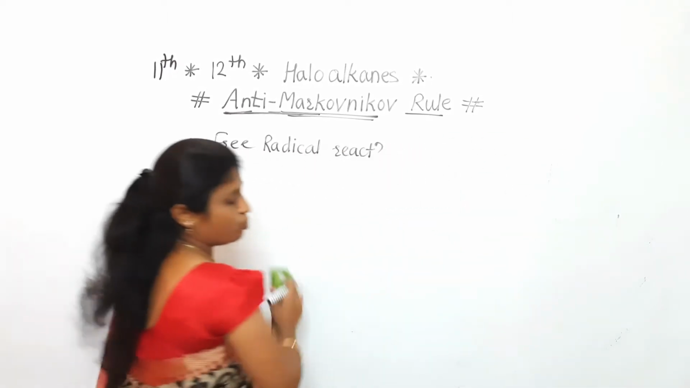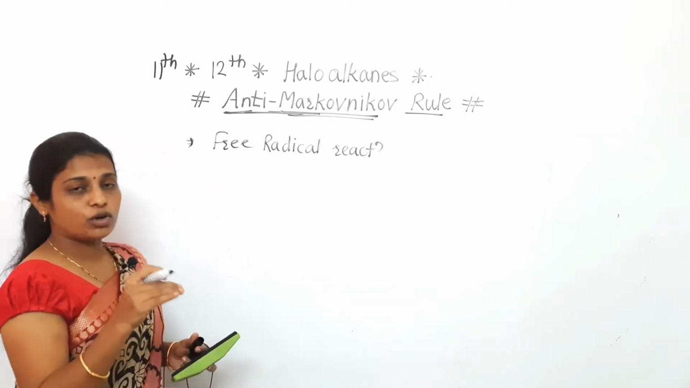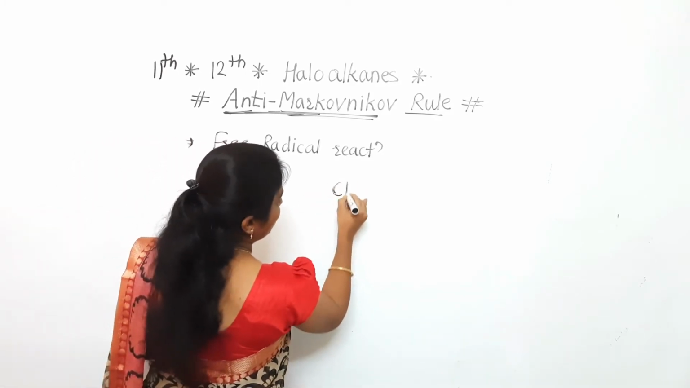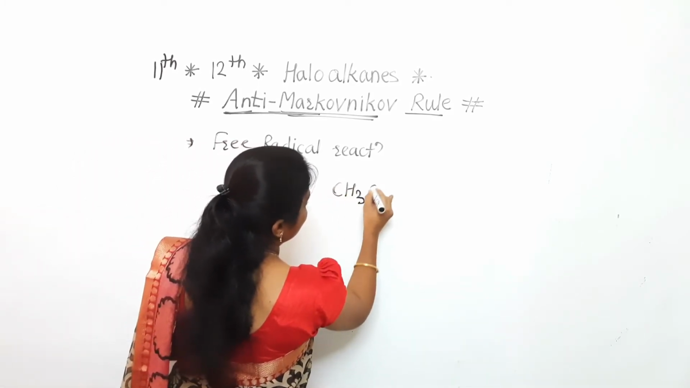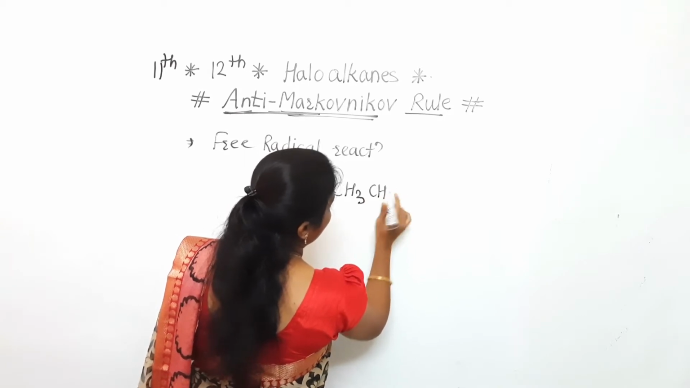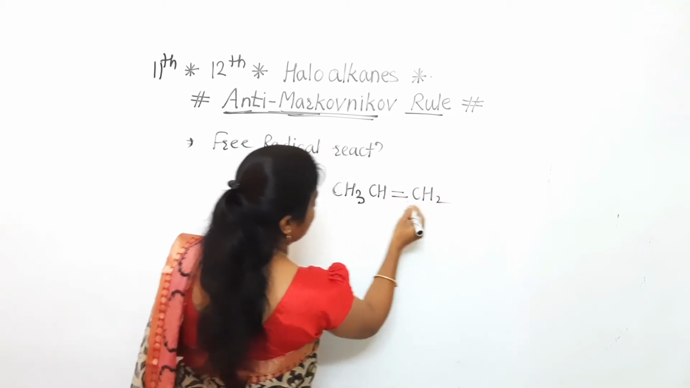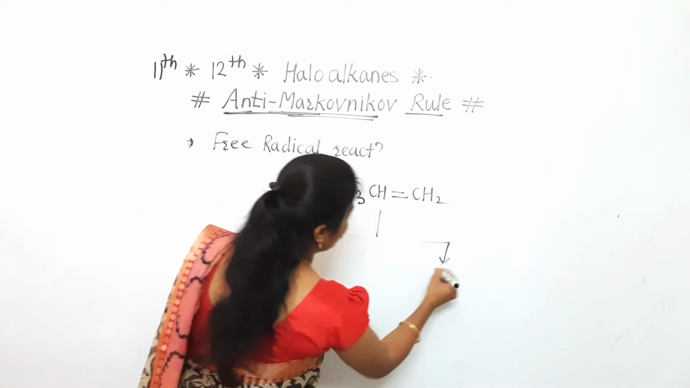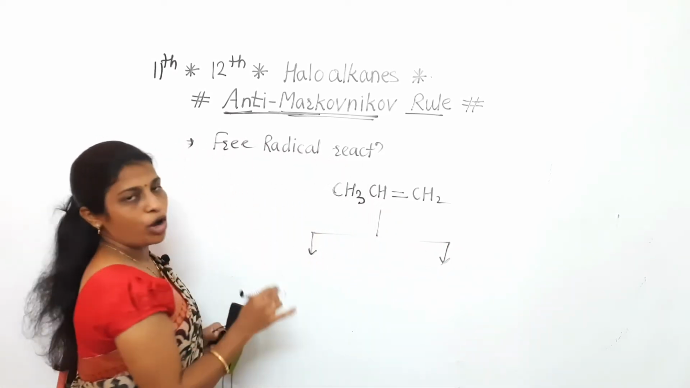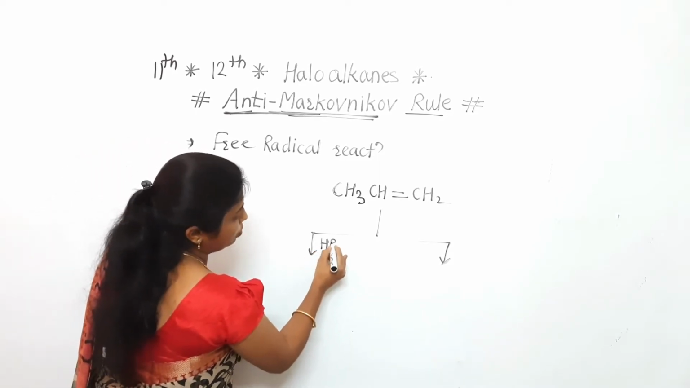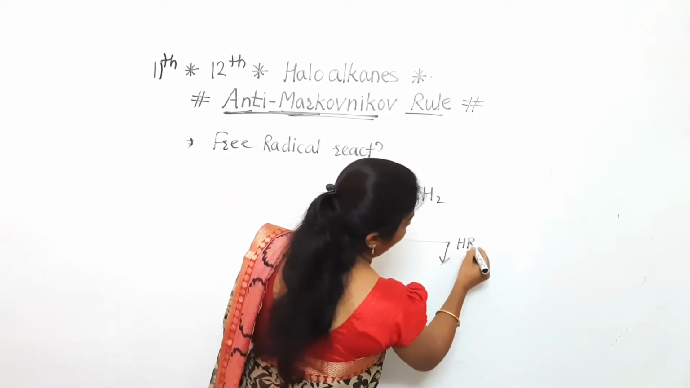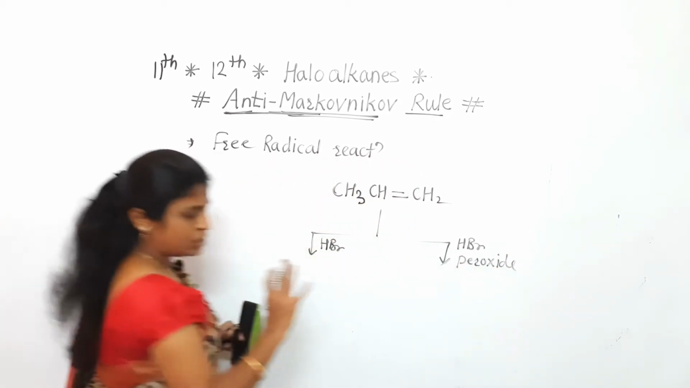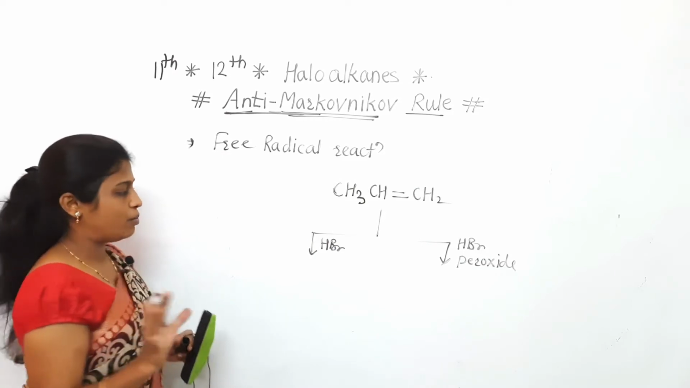Before going towards that statement, I will revise the Markovnikov rule and anti-Markovnikov rule using one example. We take CH3CH=CH2. This is the structure of propene. Here we are going to discuss the Markovnikov rule, meaning only HBr. Here HBr plus peroxide is there. Clear to everyone? Using this concept, we can write the statement also.